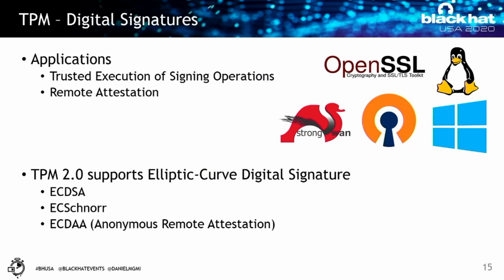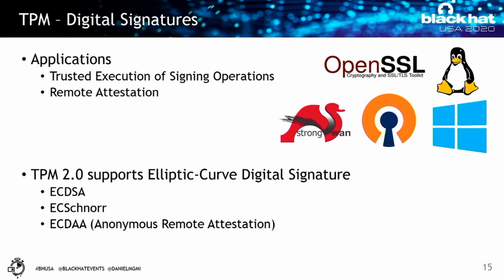But in general, these digital signatures can help us to execute signing operations more securely. And nowadays, there are lots of software stacks like the Linux software stack or OpenSSL that actually support using trusted platform modules, or TPMs, for performing signing operations, whether it's RSA or ECDSA. And another important aspect of these digital signatures is that you can use them to perform remote attestation of hardware from the other side of the internet.